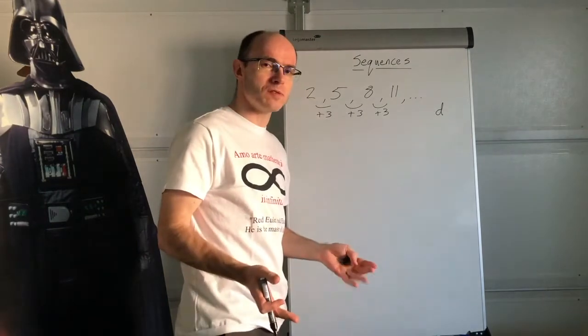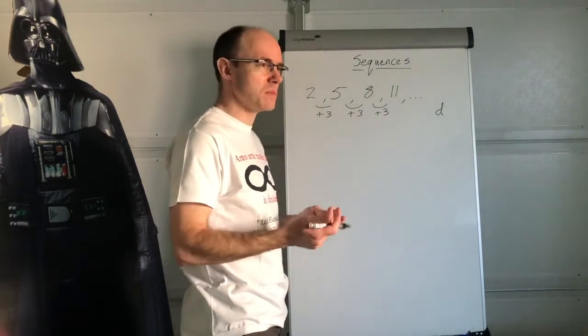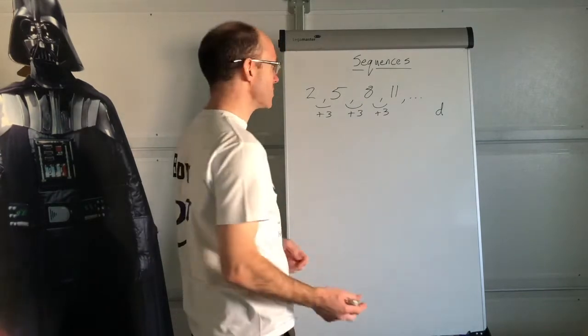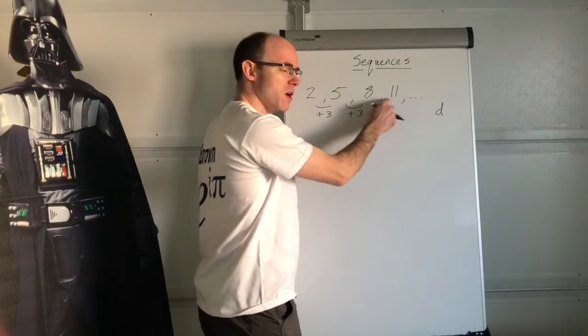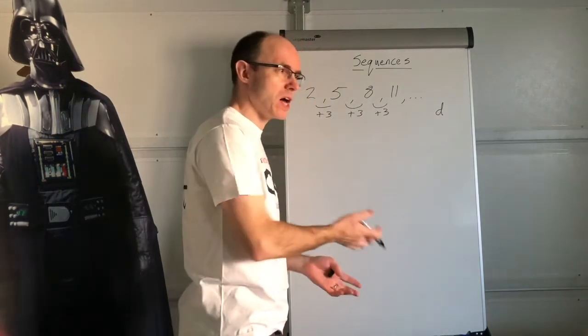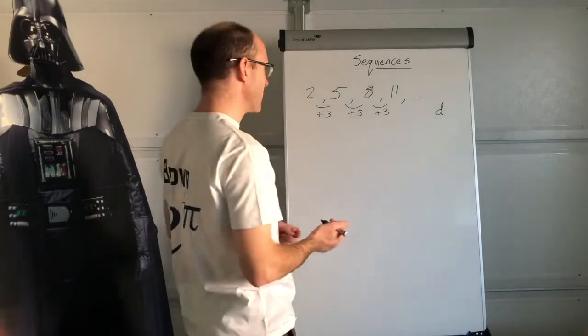That helps us to find an expression for what we call the nth term. The nth term is a generic term that lies somewhere in the sequence. So this is term 1, term 2, term 3, term 4. What is the 50th term? The 100th term? The nth term. Hopefully you get an idea of what we mean by that.